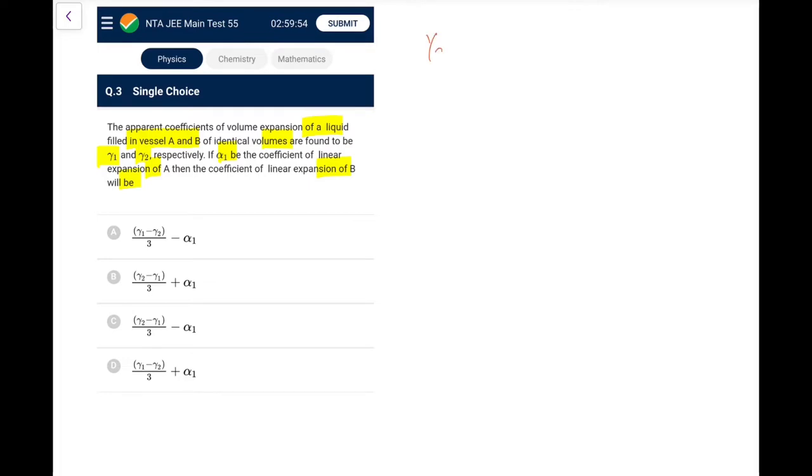So what we know is gamma apparent is equal to gamma liquid minus 3 alpha of container. That is the formula we know. So what I have, gamma 1 is equal to gamma real of liquid minus 3 alpha 1, and gamma 2 is equal to gamma of liquid minus 3 alpha 2. Alpha 2, that is of B. So now I have to find the value of alpha 2.